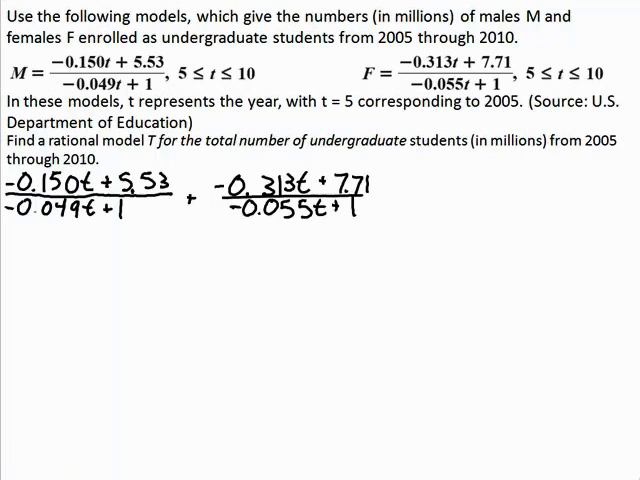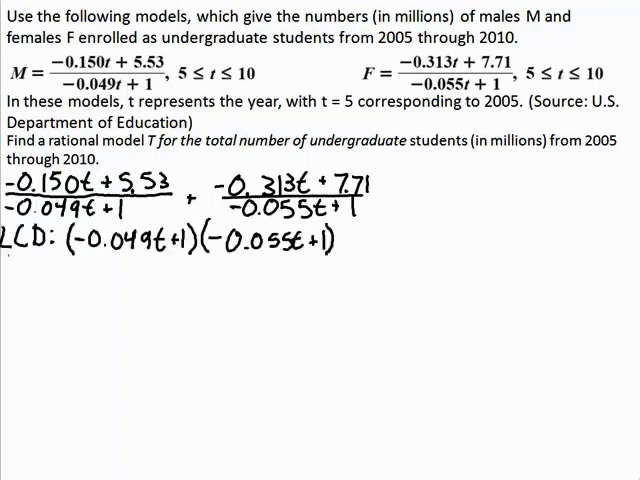Find the least common denominator. The two denominators share no factors, so the least common denominator is going to be both denominators multiplied together. The least common denominator is the quantity negative 49,000ths t plus 1 times the quantity negative 55,000ths t plus 1. Each fraction has to have this as its denominator. Multiply the first fraction by negative 55,000ths t plus 1 divided by negative 55,000ths t plus 1, and multiply the second fraction by negative 49,000ths t plus 1 divided by negative 49,000ths t plus 1.